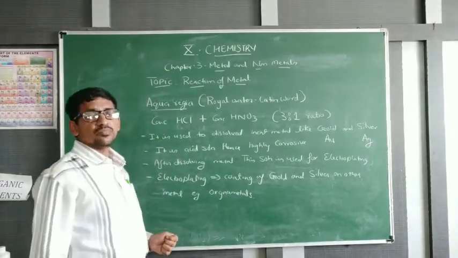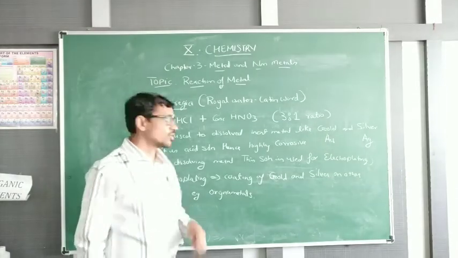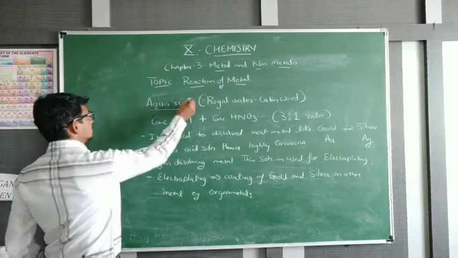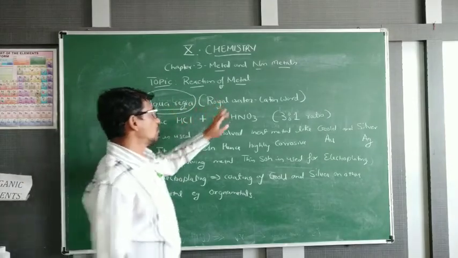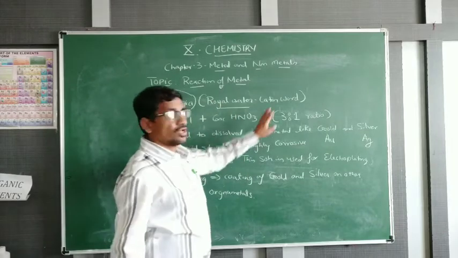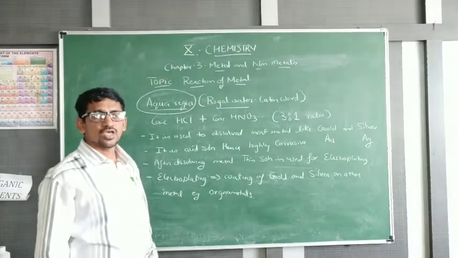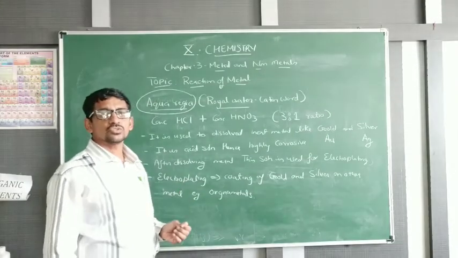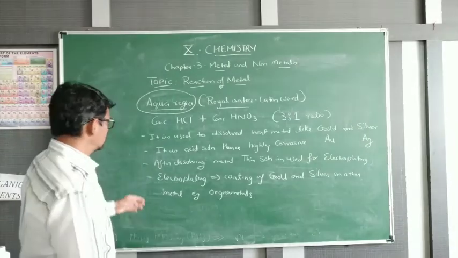If the metal is very less reactive or non-reactive, for that we prepare aqua regia. Aqua regia is royal water. In Latin it is known as royal water. Why? Because it dissolves most non-reactive metals, as for example gold and silver.